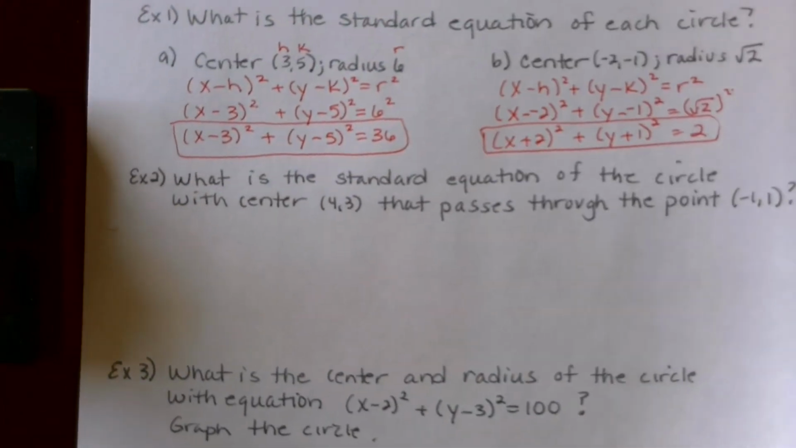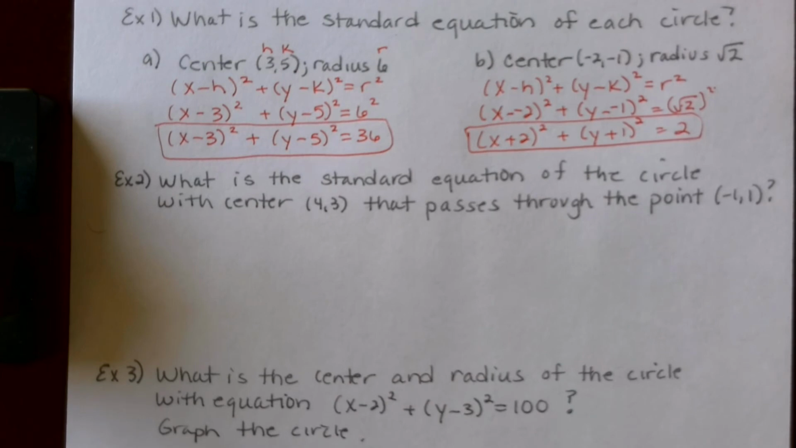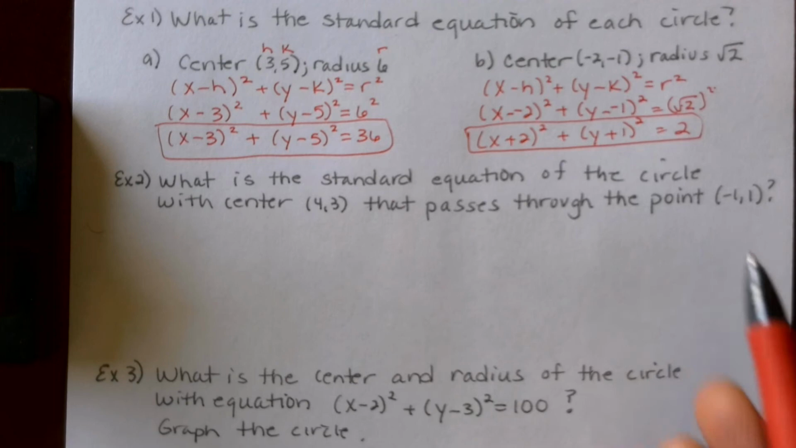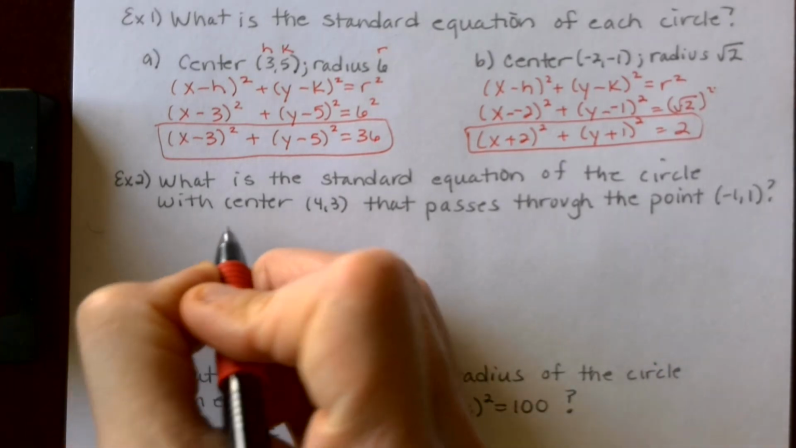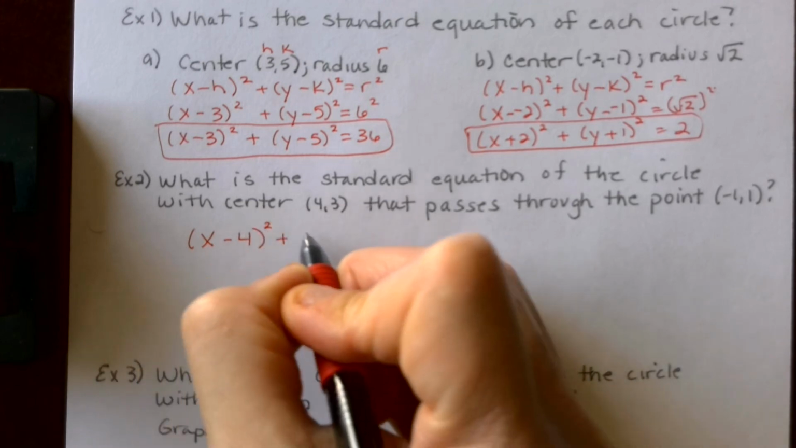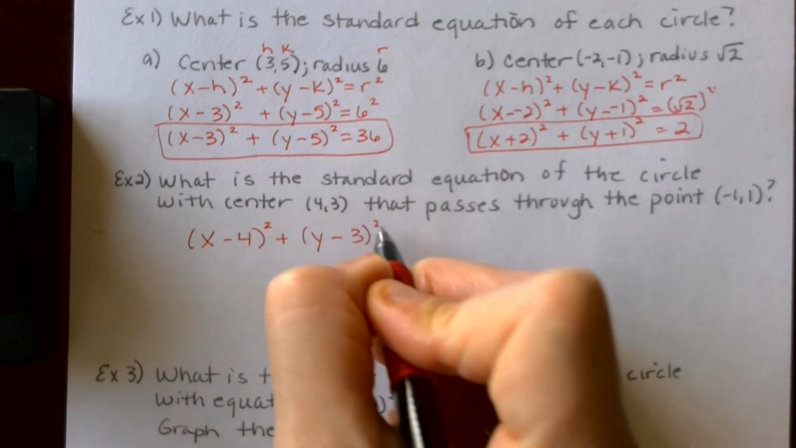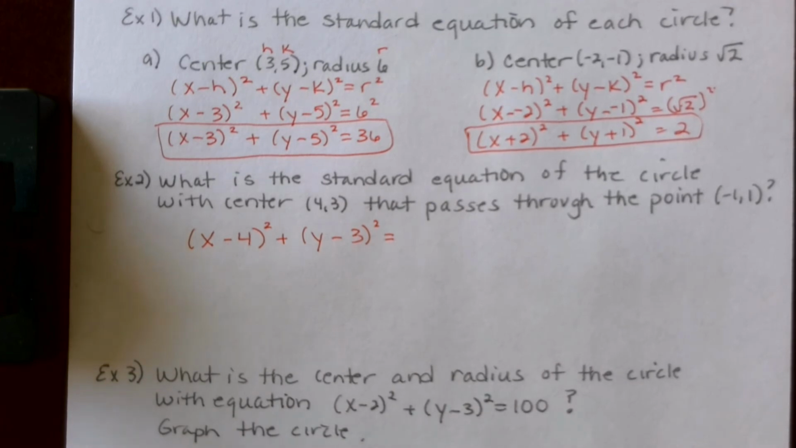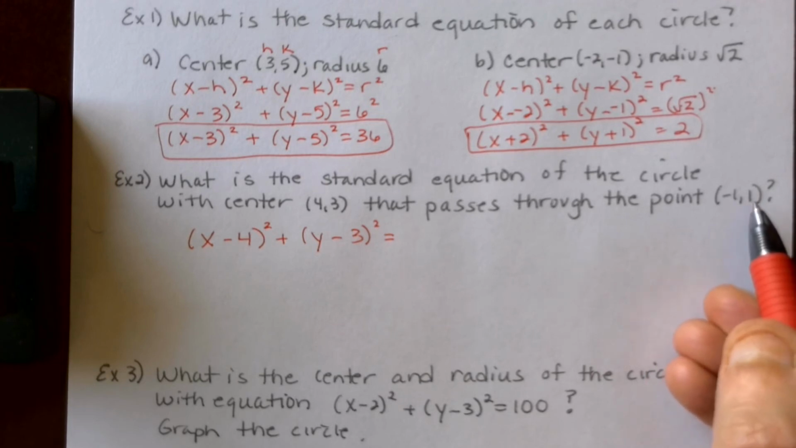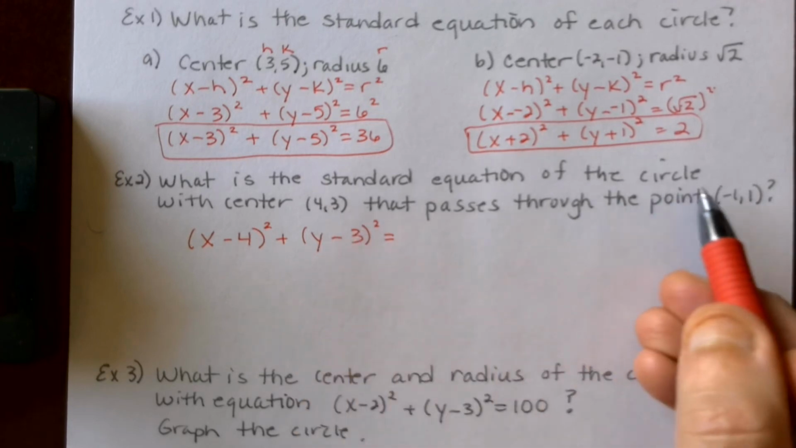All right, and the next one, what's the standard equation of a circle with this and a center of this that passes through this point? Okay, so the first part is easy enough. We can plug this in, x minus 4 squared plus y minus 3 squared. But the radius we don't have. How are we going to get it? That's right, I got my center, and I got a point on it. So I can use the distance formula.